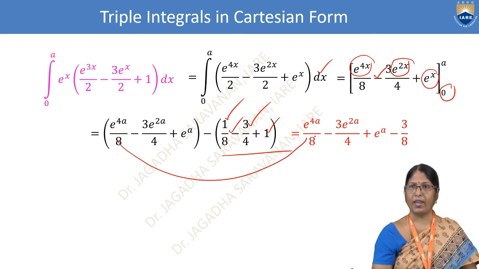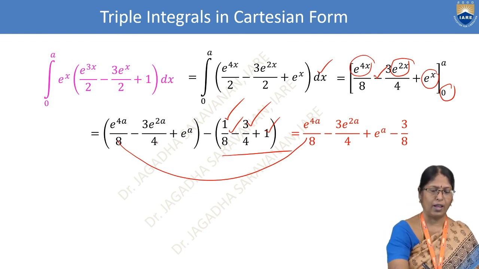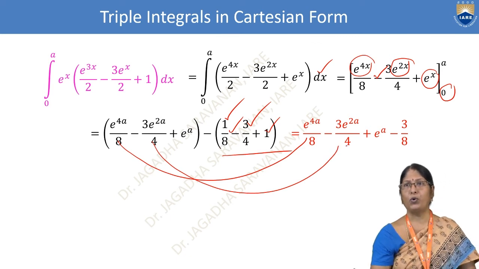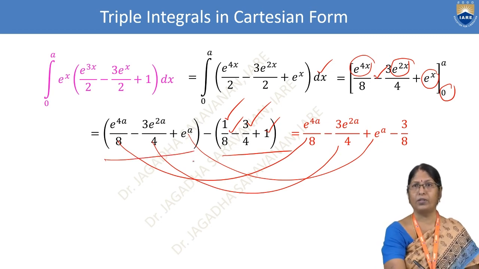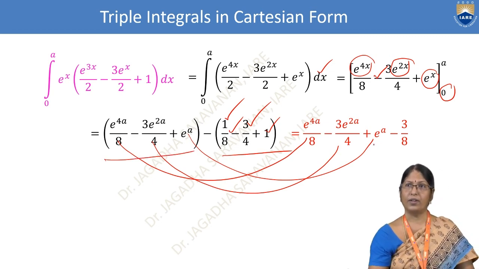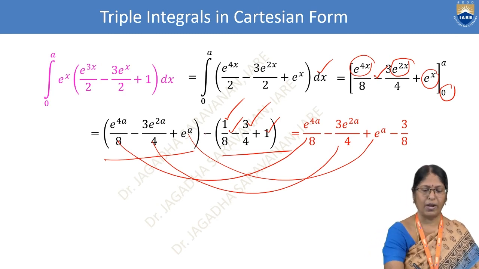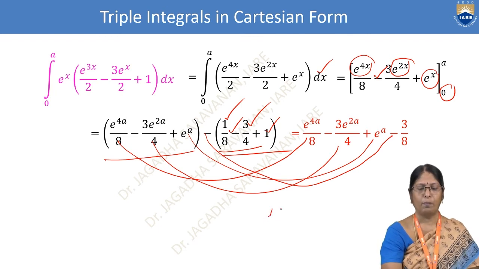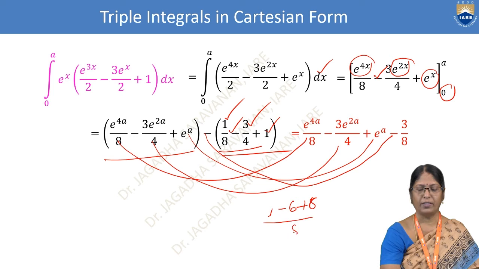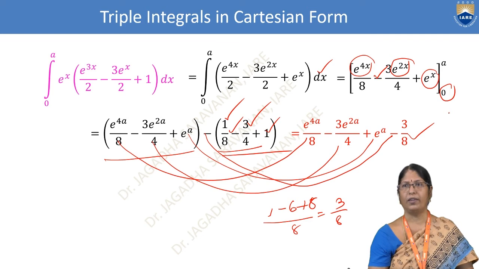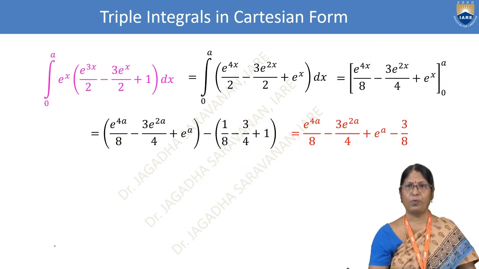e power 4a by 8 is written as it is, and minus 3e power 2a by 4 plus e power a. So the upper limit, substituting what we got, is written as it is. This minus sign here as it is. This is only the simplification. 1 minus 6 plus 8. Taking the LCM, we got 3 by 8. It is written minus 3 by 8. So we completed this problem.